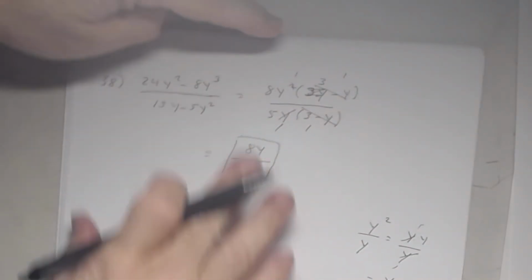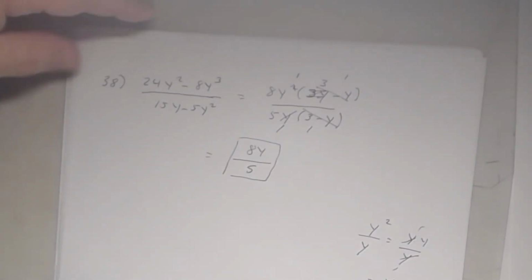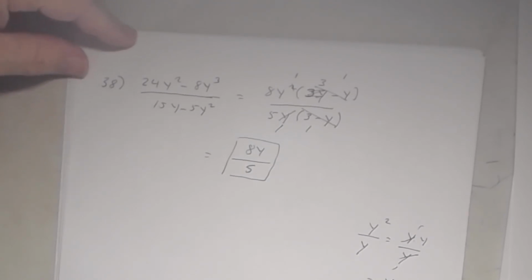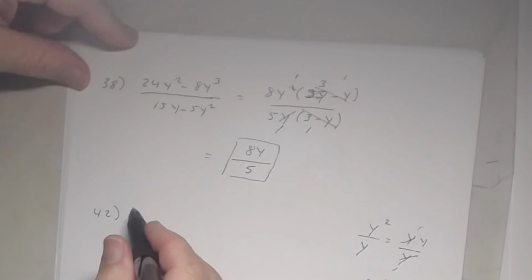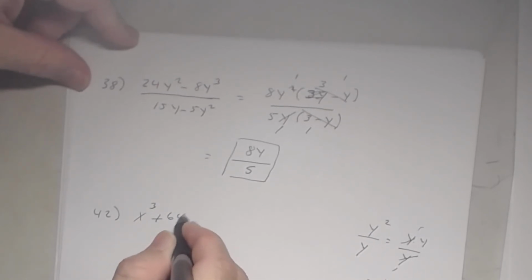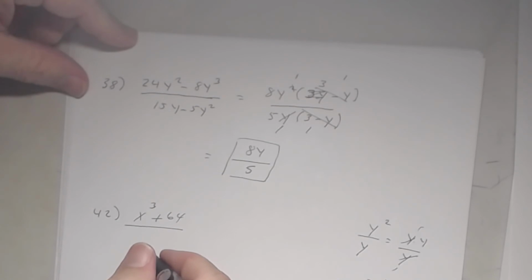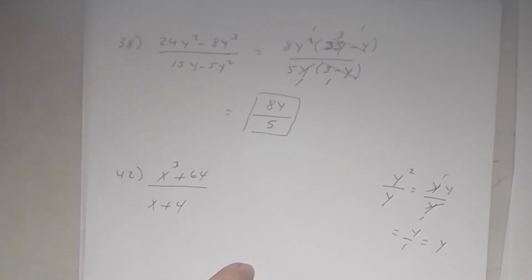Okay. So don't forget what we just talked about. All right, 42. So in 42, you have x cubed plus 64 divided by x plus 4. How do you factor the numerator? It's one of the formulas that I can't remember. What is the numerator? It's the sum of 2 cubes.